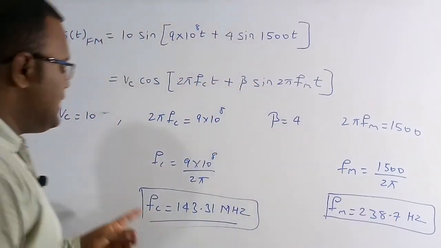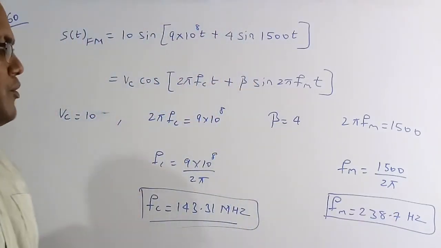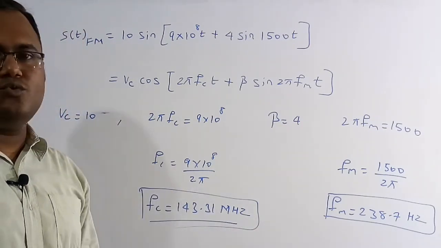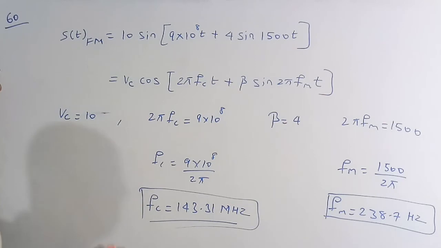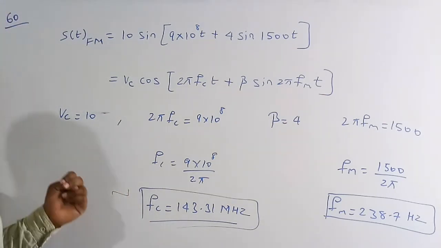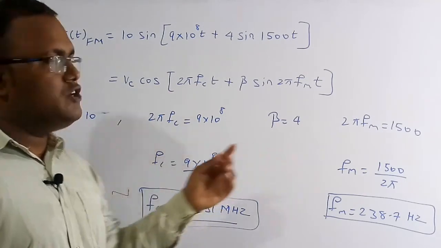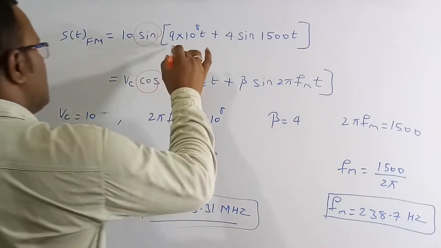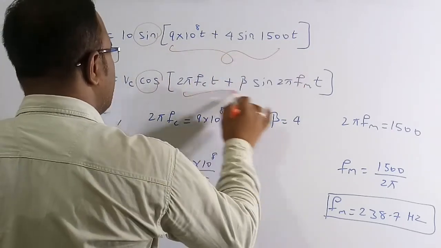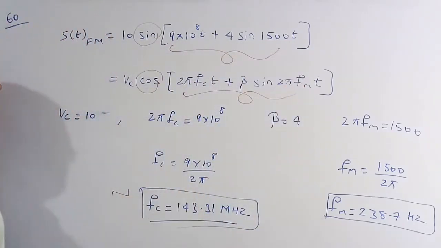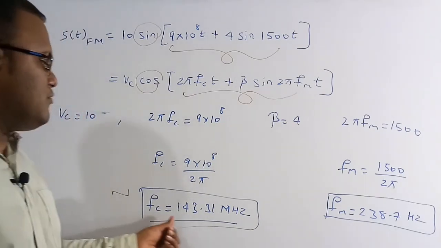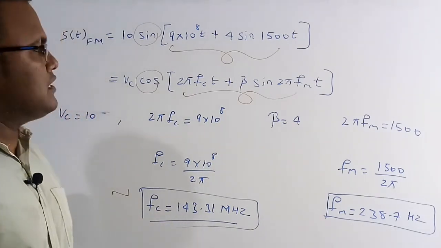So we can conclude that the carrier frequency is 143.31 megahertz and the message signal frequency is as calculated. And only the carrier frequency is asked in the question. But if they ask for the peak value of the carrier signal, it is 10 volt and the modulation index is 4. Here this is the sine and this is the cos, no need to worry about this, but we focus only on this one. By comparing we have got all these values. So finally I can conclude that the carrier frequency is 143.31 megahertz, which is the correct solution of this question.